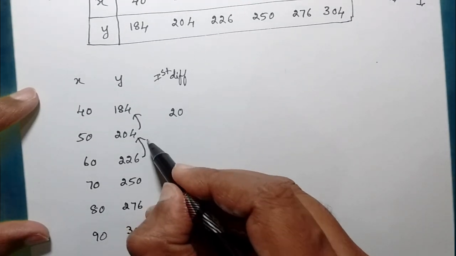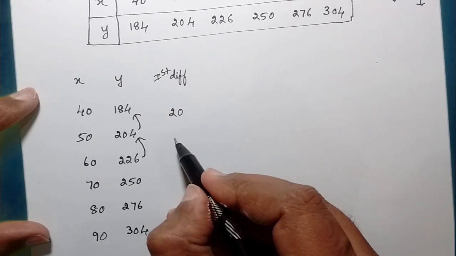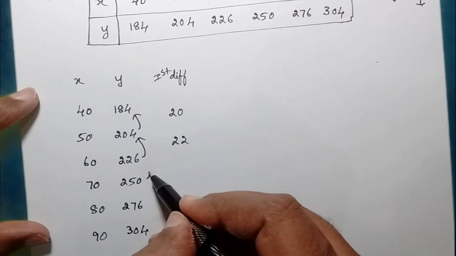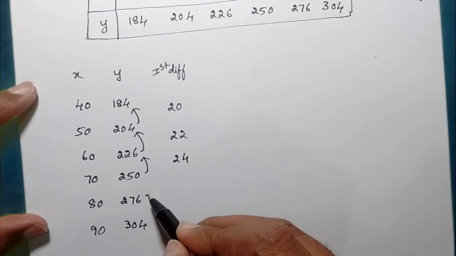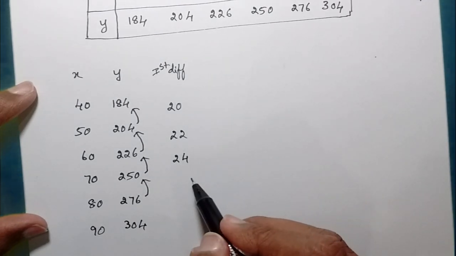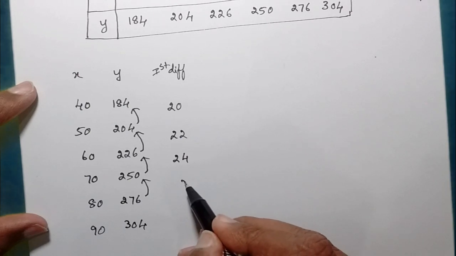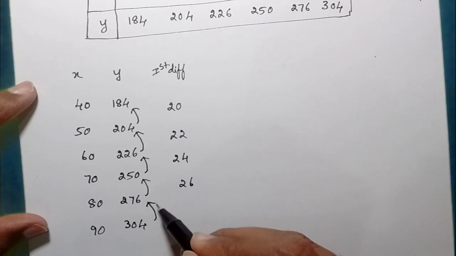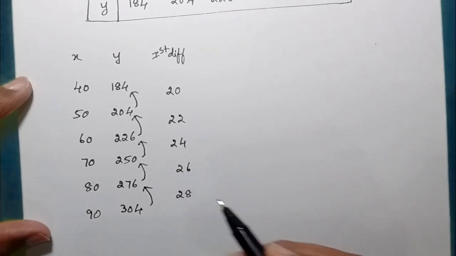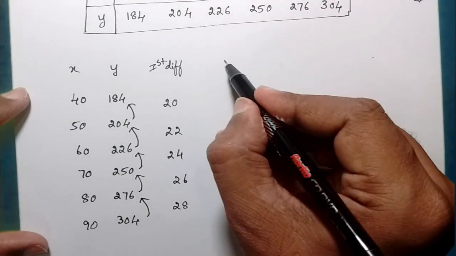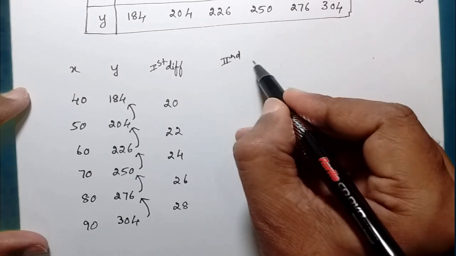Then the difference between these two, 226 minus 204, check the difference. 250 minus 226, then 276 minus 250, you are getting the value to be 26. Again 304 minus 276, how much are you getting? 28. Check this one. Then we will go for the second difference.